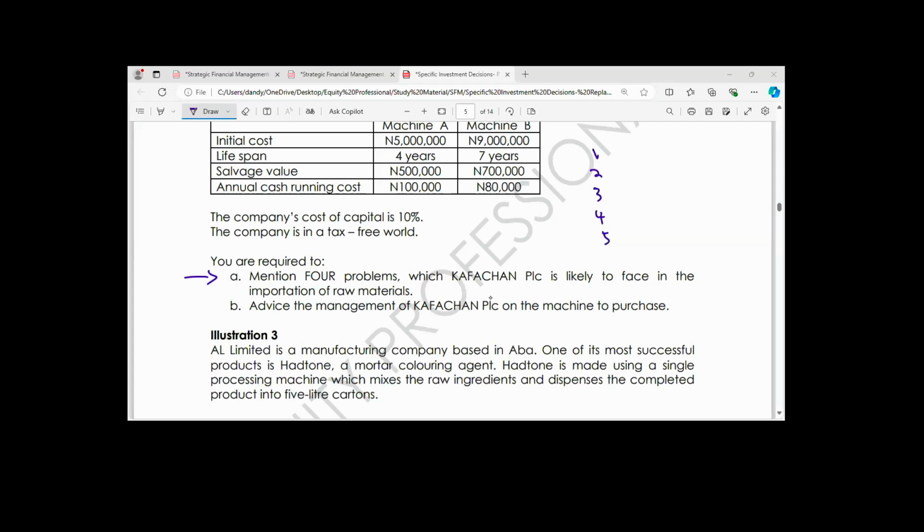Oh, this thing has disappeared again. Okay, still on. So landing costs.